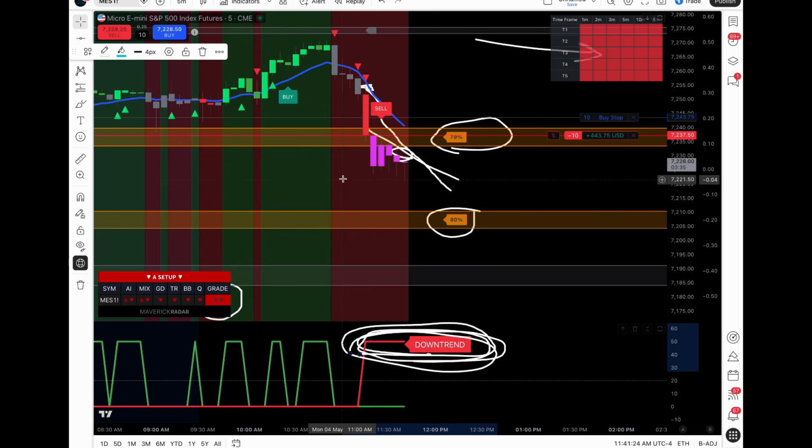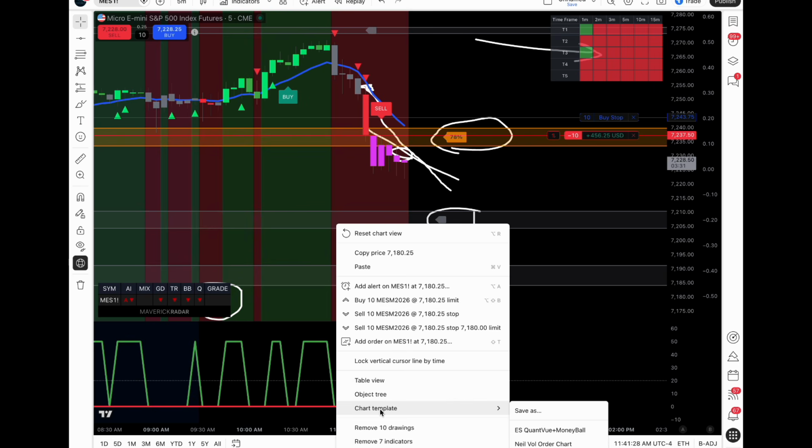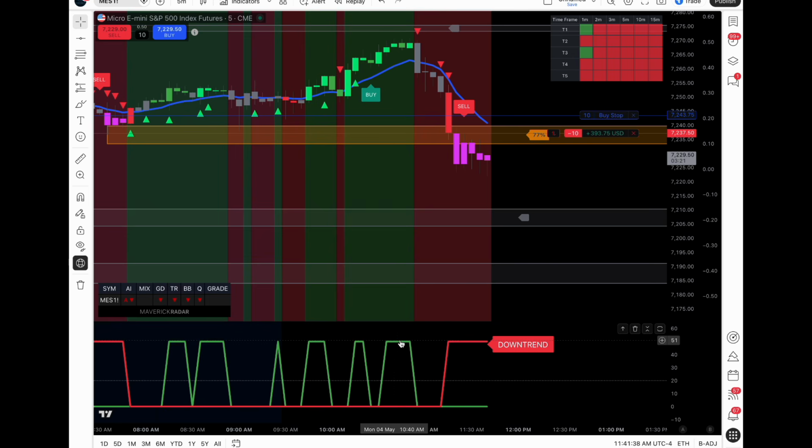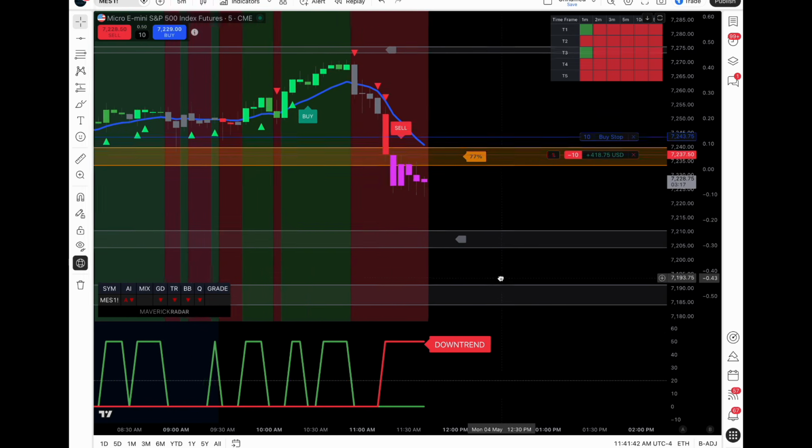When price is pegged to the top here, it can't go any further. That's signaling massive strength and momentum to the downside if it's red, to the upside if it's green. And Maverick trender is very, very cool.